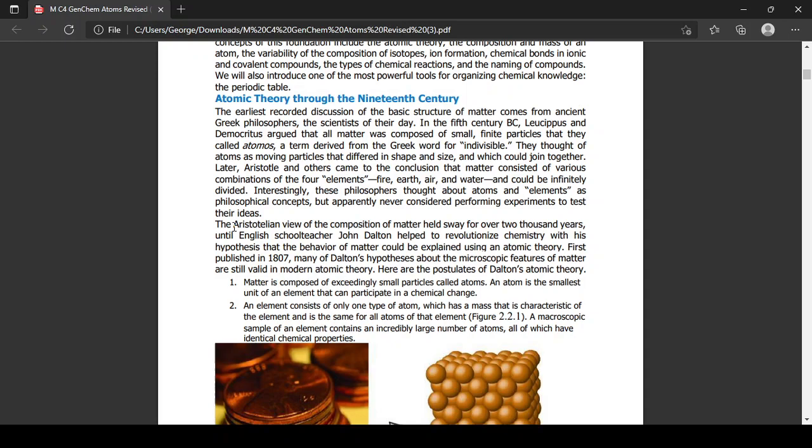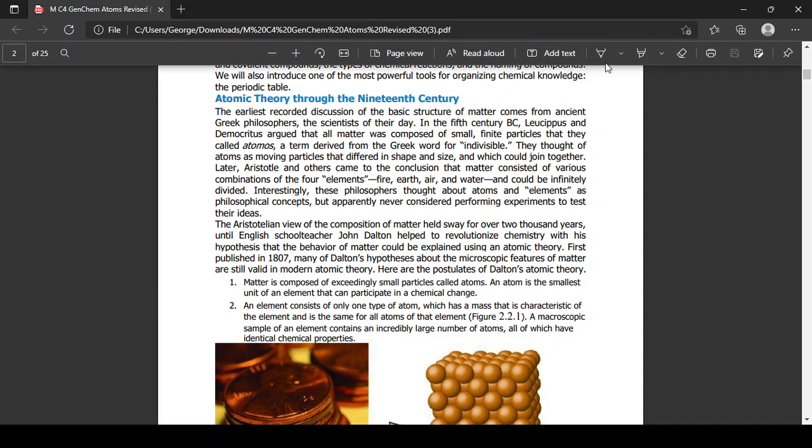Interestingly, these philosophers thought about the atoms and the elements as philosophical concepts, but apparently never considered performing experiments to test these ideas. The Aristotelian view of the composition of matter held sway for over 2,000 years until English school teacher John Dalton helped to revolutionize chemistry with his hypothesis that the behavior of matter could be explained using atomic theory.